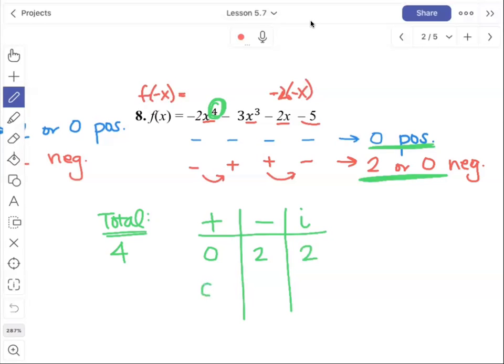Or what else could happen? I can have 0 positives, 2 negatives, which I did already, or I can have 0 positives and 0 negatives. So how many imaginaries must I have? 4. Must have 4 to get that total. Good. All right. Final answer.